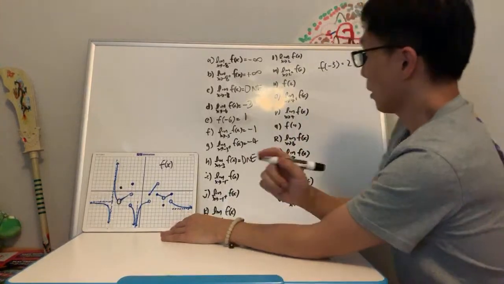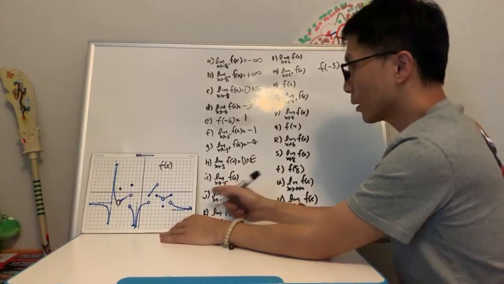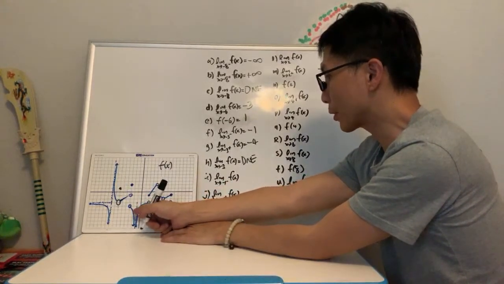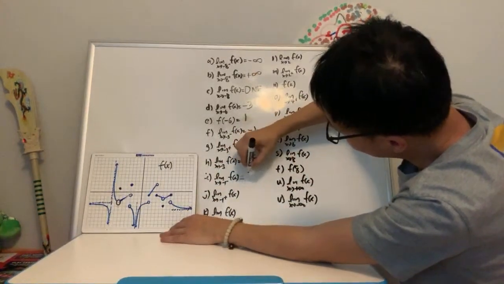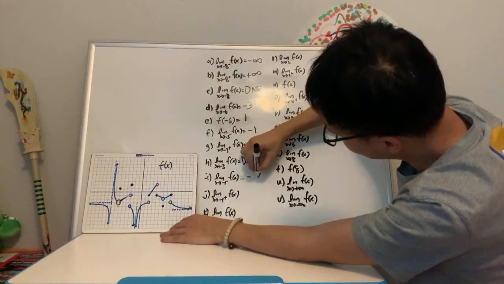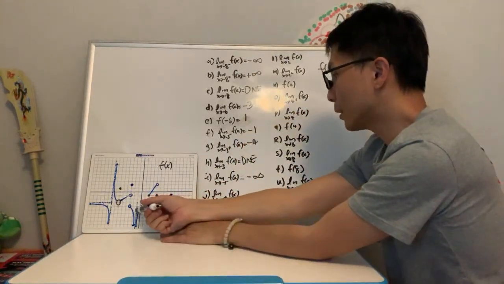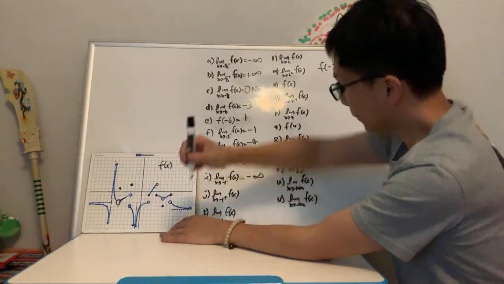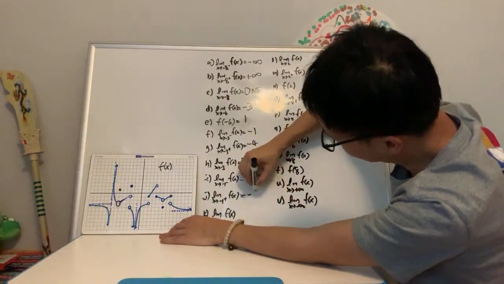Okay. Now, limit x approaching negative 1 from the left side, this one is going to go down. So this is going to go down to negative infinity. So that's equal to negative infinity. From negative 1 from the positive side, the function is also going down to negative infinity. So that's equal to negative infinity.